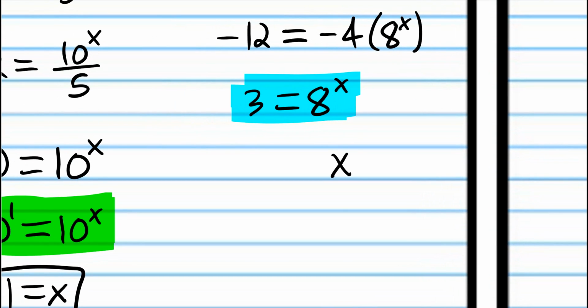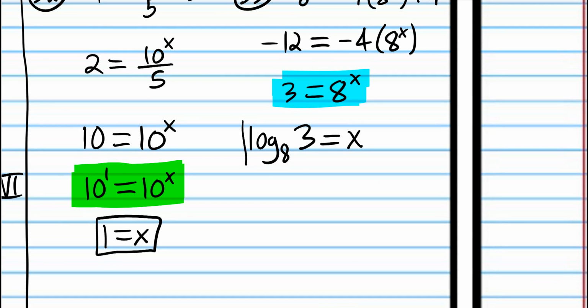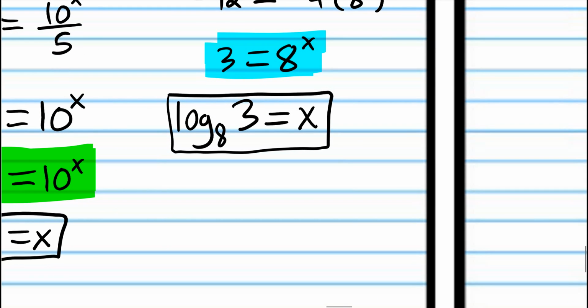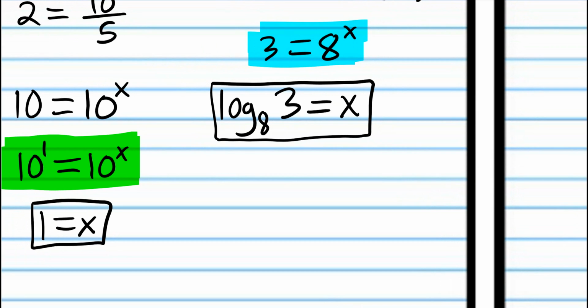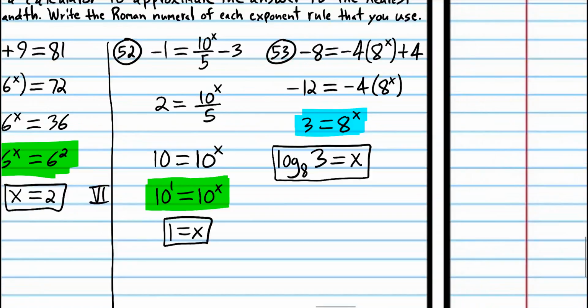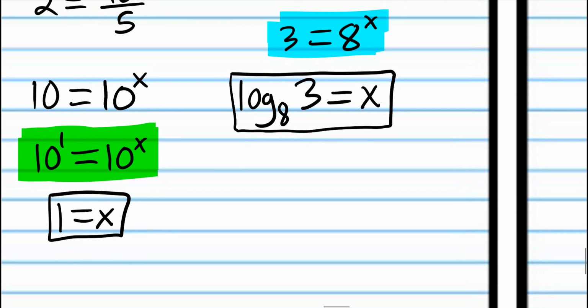So what do we enter into the calculator? Well, we enter in log base 8 of 3. That's the exact answer written in symbolic form, or it's a symbol. It's a symbol for the exact answer, like we write pi, for example. So that's part of the answer, because remember it asks us to write the solution in log base b of c notation.